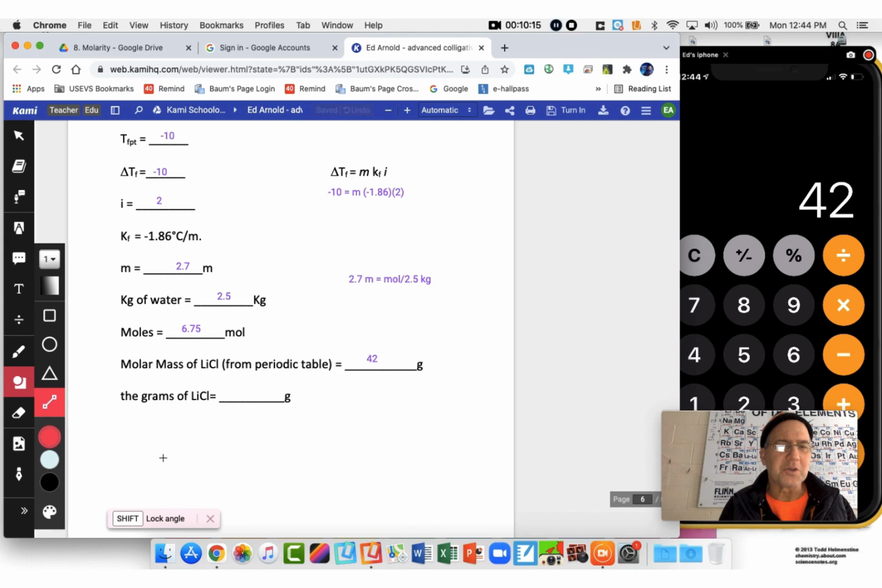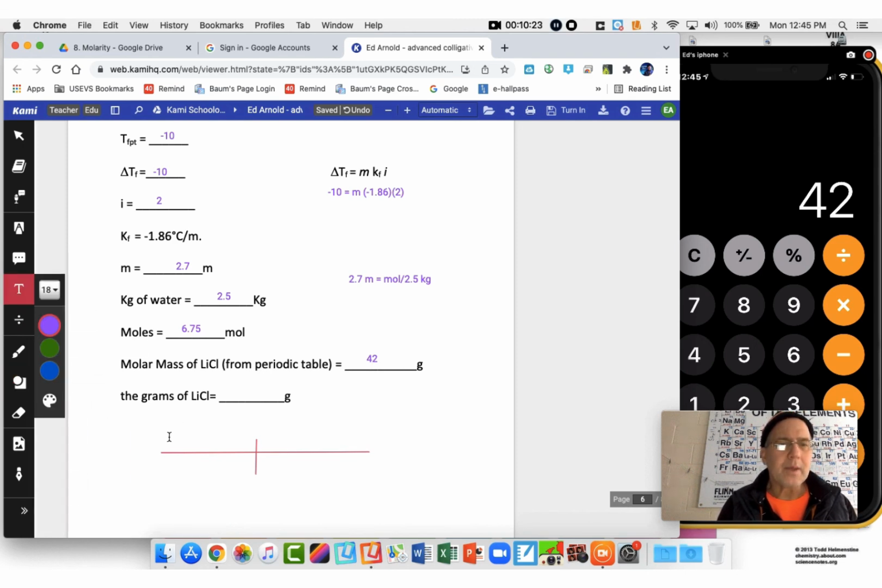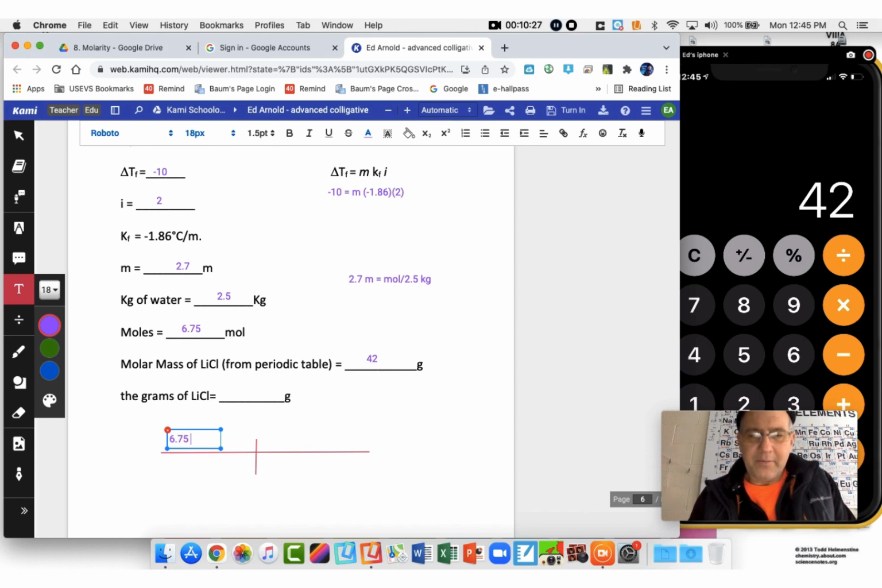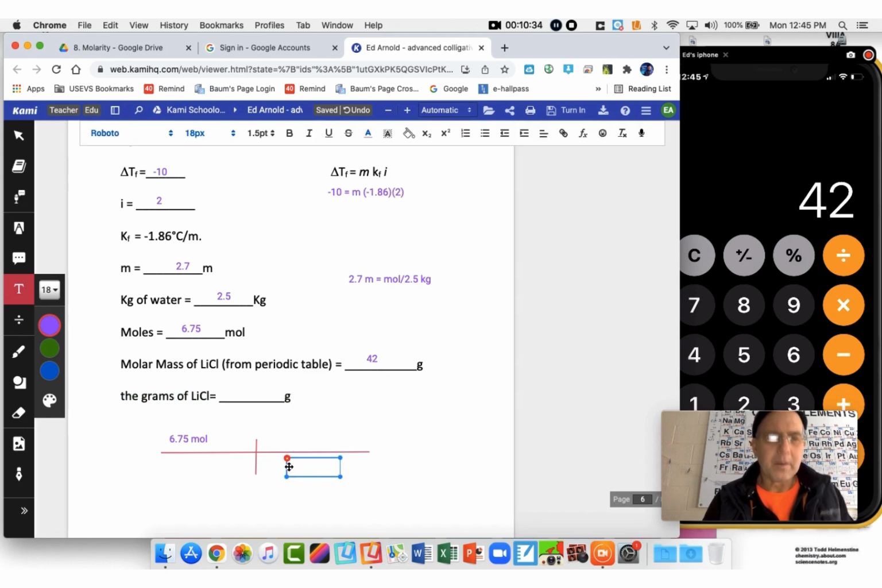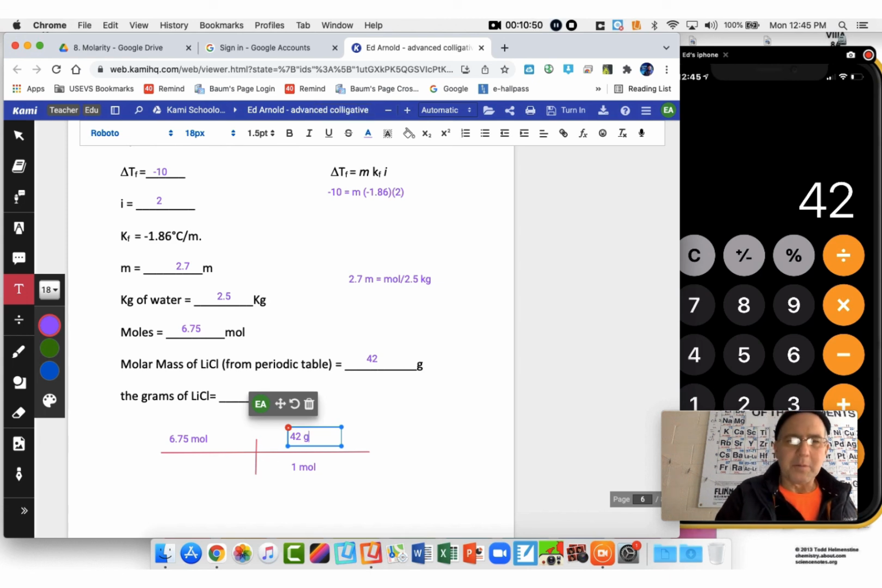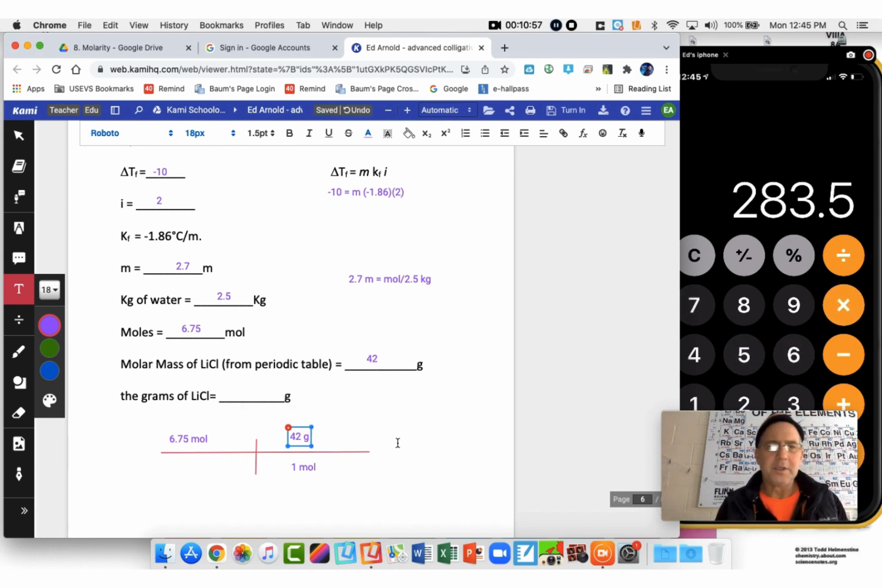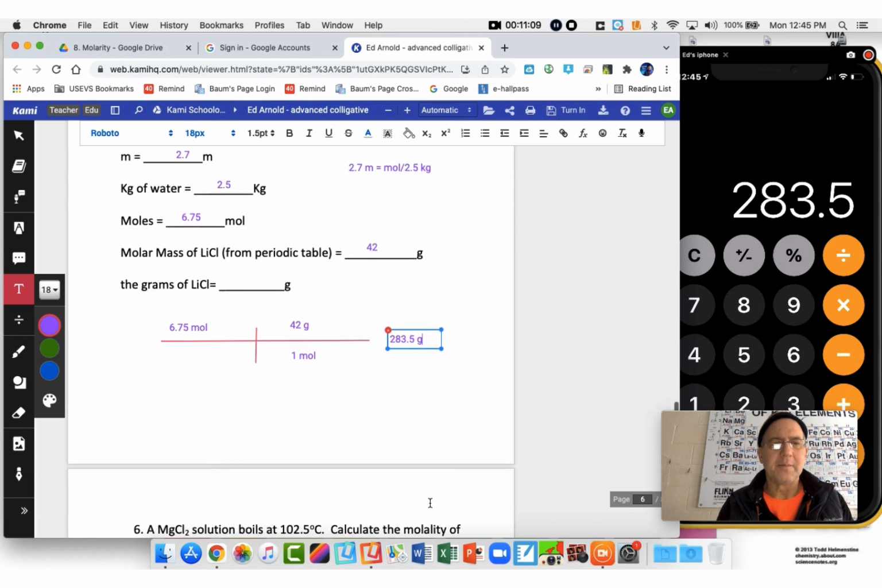I'm using shapes again, I'm using my straight line. This time they gave us moles, so let's put moles up top. 6.75 moles on top. We have to cross out moles, so let's put 1 mole on the bottom, and then we're going to put that 42 grams that we found from the table on top. Do a little multiplying. 6.75 times 42 equals 283.5. You needed 283.5 grams of lithium chloride.